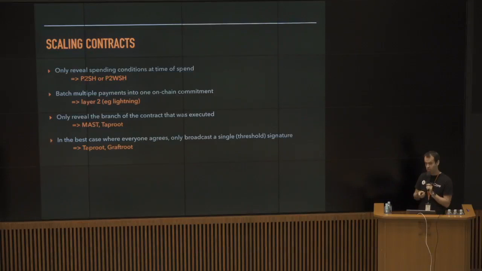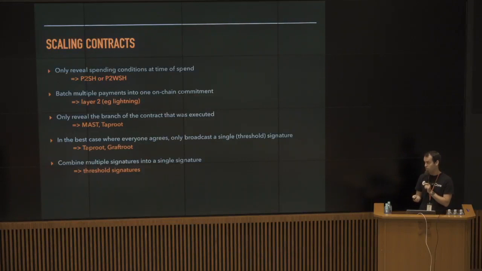In the best case where everyone agrees, instead of showing a script, just broadcast a single threshold signature. Taproot and Graftroot are examples of doing that. And that's really efficient because if you just have a single signature, you can batch validate that with all of the other signatures in the block, for example, and it's really quick.